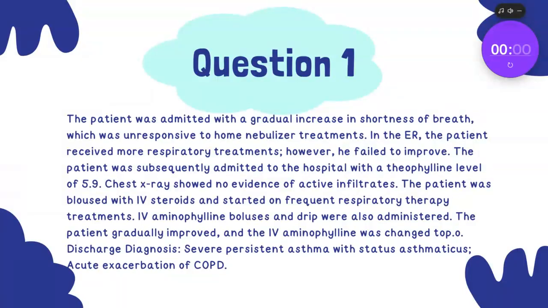IV aminophylline boluses and drip were also administered. The patient gradually improved. The IV aminophylline was changed to PO by mouth and discharge diagnoses: severe persistent asthma with status asthmaticus and exacerbation of the COPD. Should not take that long to code these two. I'm going to start the timer. Should only need 5 minutes for this.